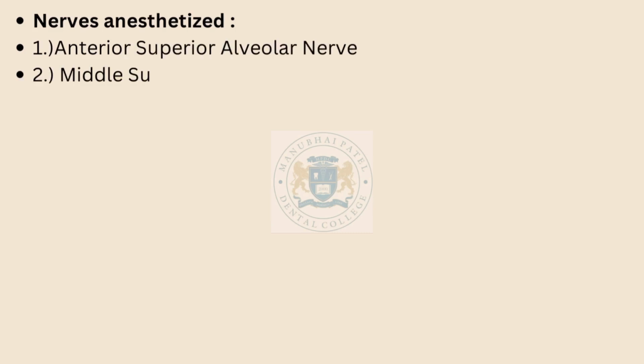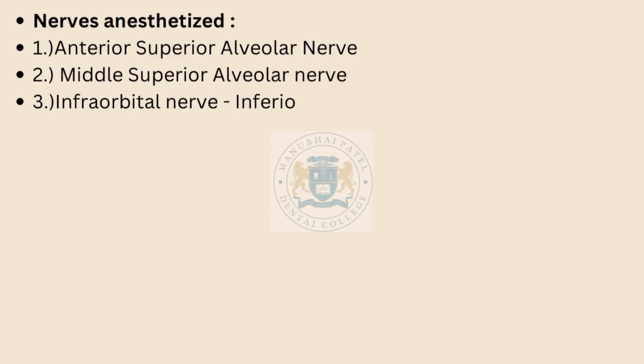Nerves anesthetized include: 1. Anterior superior alveolar nerve. 2. Middle superior alveolar nerve. 3. Infraorbital nerve: inferior palpebral, lateral nasal, superior labial.